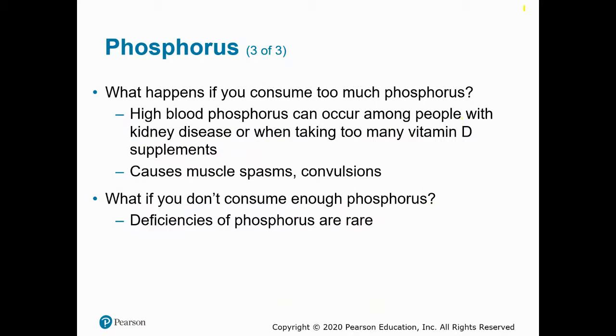So what happens if we have too much phosphorus? Again, we're seeing issues of the muscular and nervous system, muscle spasms and convulsions. High blood phosphorus can be more common for folks who have kidney disease, and can also become an issue for anybody taking too much of a vitamin D supplement. And if we don't consume enough phosphorus, we don't know so much about insufficient phosphorus intake. It's pretty rare, so we don't have much to say here on too low phosphorus intake at this point.